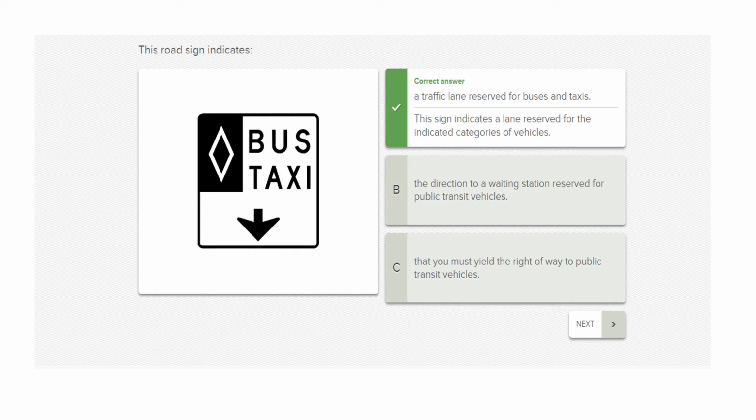And our answer is option A, traffic lane reserved for buses and taxis. This sign indicates a lane reserved for the indicated categories of vehicles.